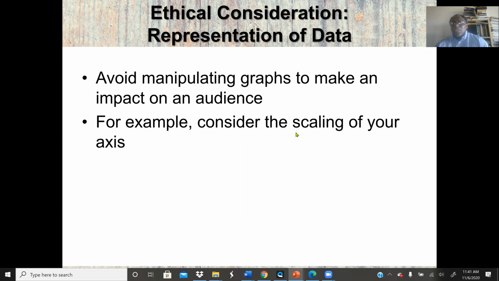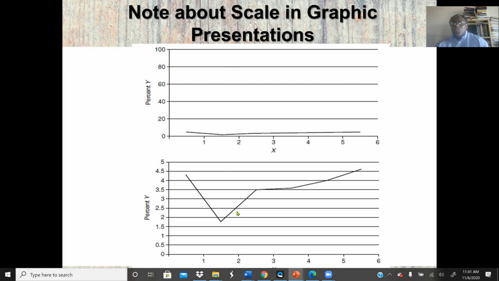So for example, consider the scaling of your axis. Look at these two graphs. The data is the same. But in the first one, we can see that there is no pattern. It seems like everything is constant throughout. There's only a slice. The reason is that we can say the scaling is too big, from 0 to 20, 40, with the values we have being less than even 20. So why do we start the scaling from 0 to 20?